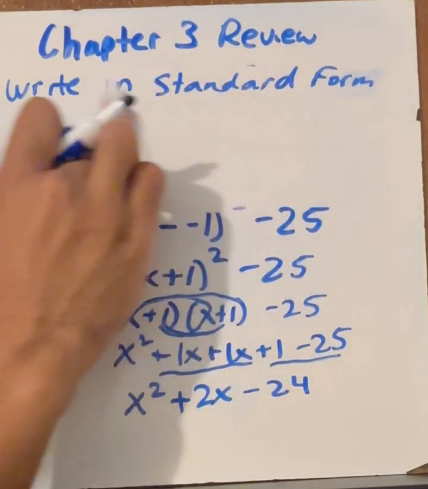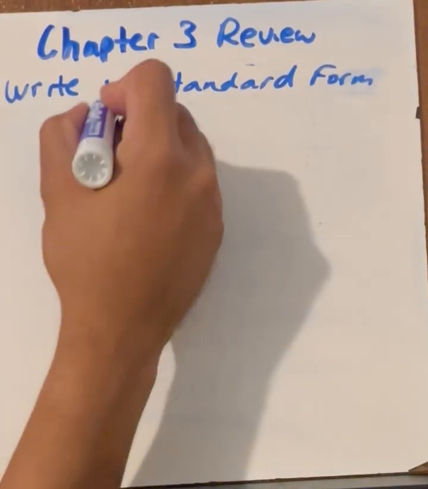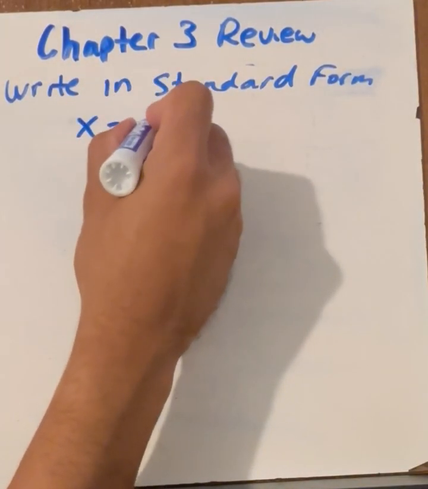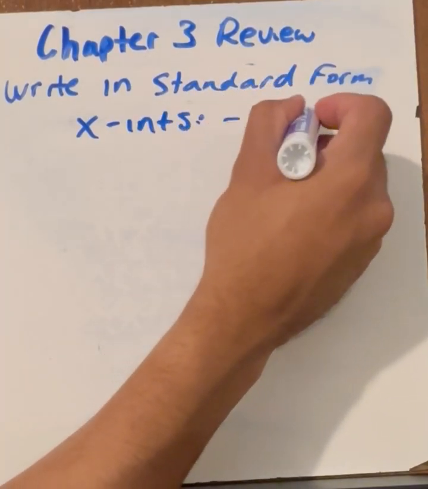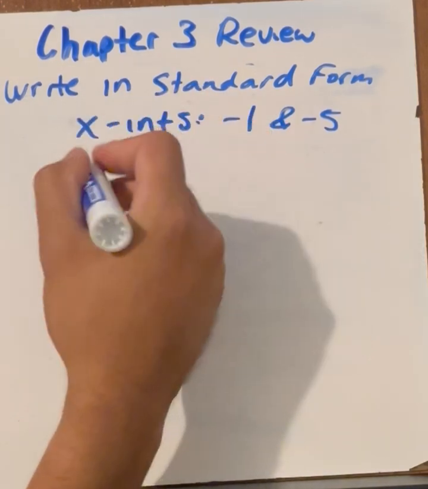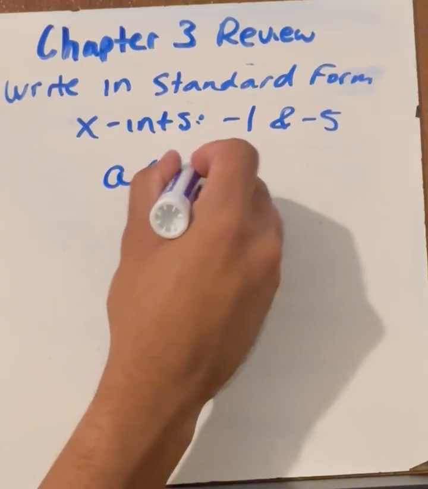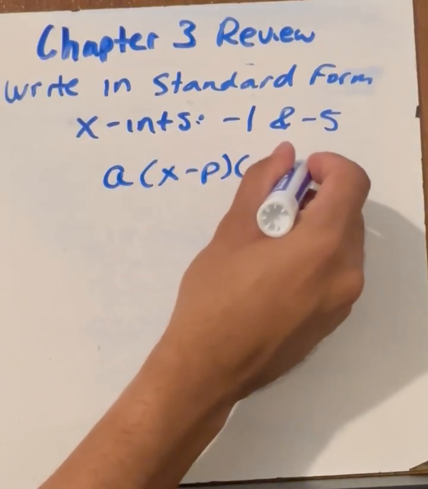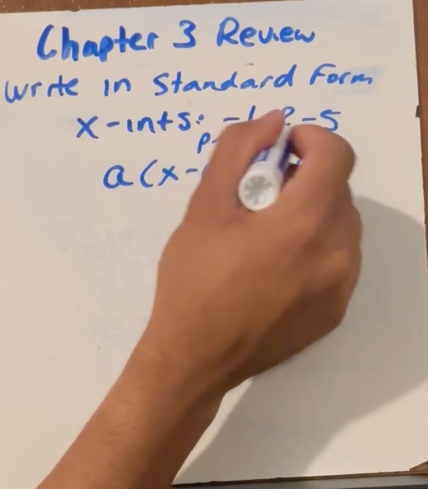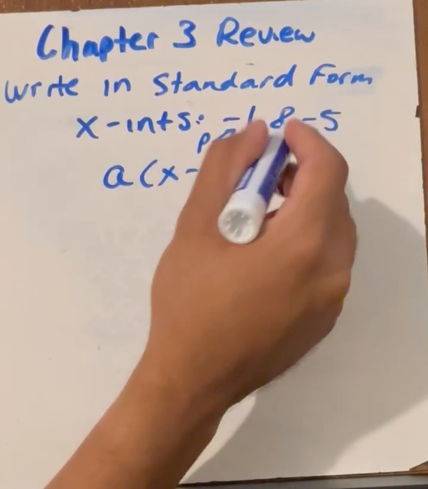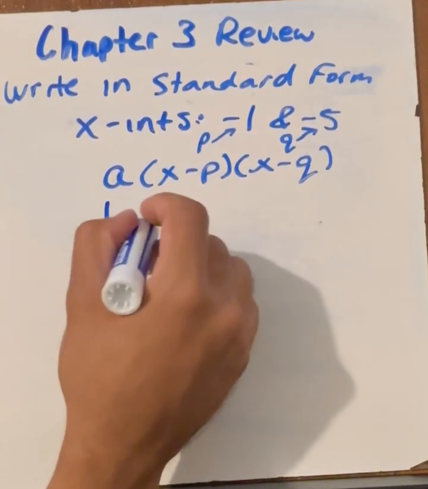Okay, let's see number 6, which says the x-intercepts are -1 and -5. Okay, so we have something called the intercept form, which is f of x equals a times x minus p times x minus q. All right, so p is -1, right? And q is -5. Right, q is -5. So in here, we can assume that a is 1 in this problem.